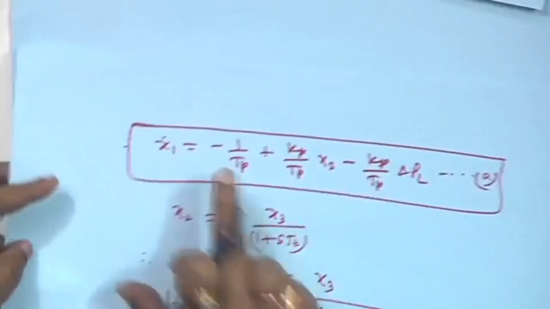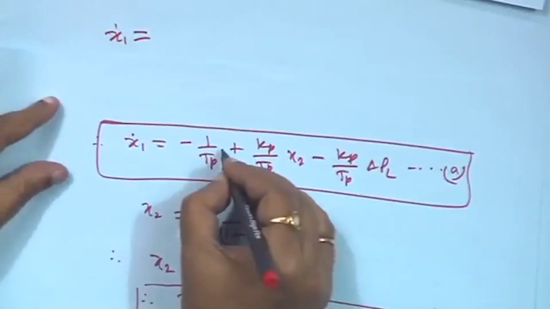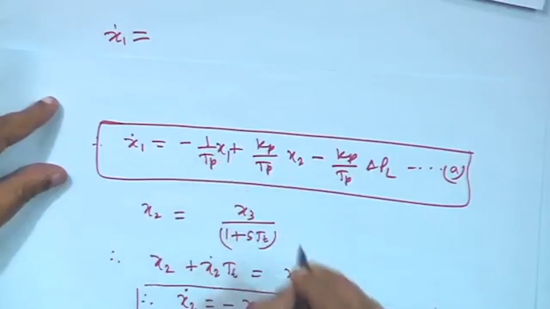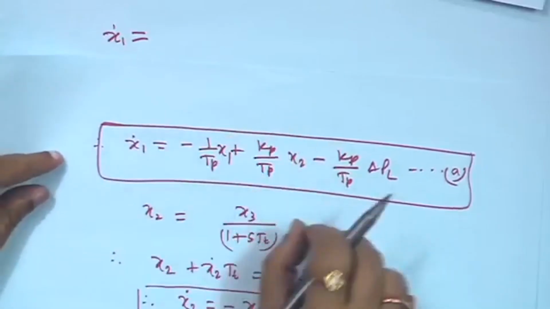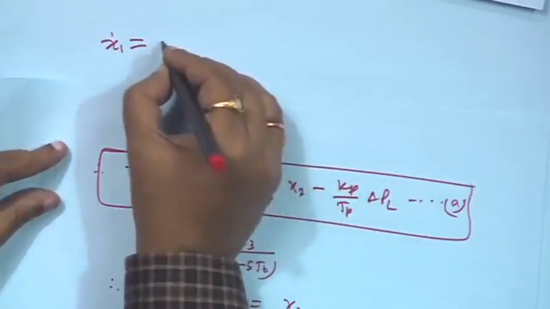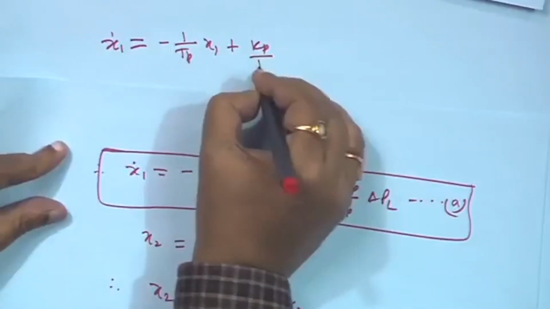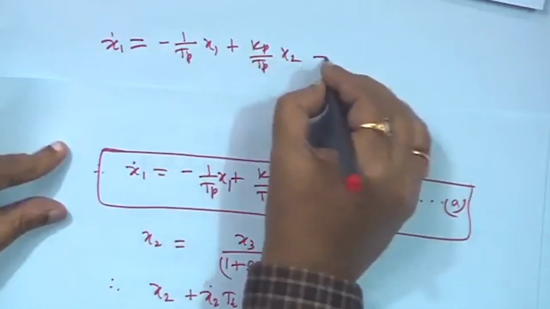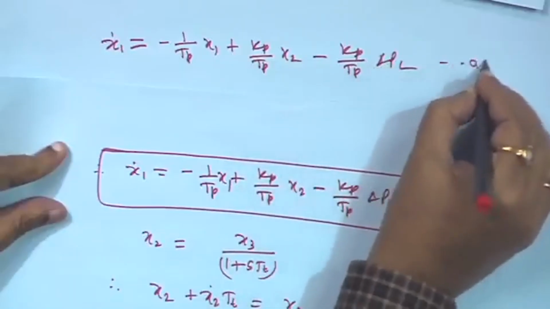So, first is x1 dot. So, x1 dot is equal to, here I have missed x1, right. Here it is x1, I have missed it, because no student is sitting in front of you. So if I miss anything, anyone will correct, because everything I am making here. So, I missed this one, it is minus 1 upon Tp x1. So, x1 dot is equal to minus 1 upon Tp x1 plus Kp upon Tp x2 minus Kp upon Tp delta PL. This is your equation A, rewriting.